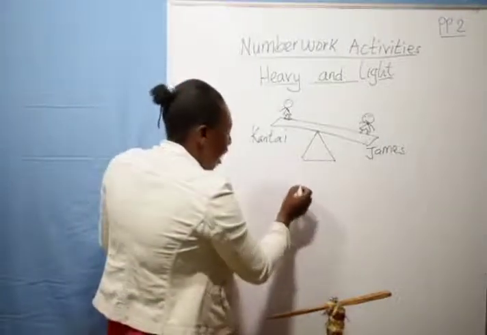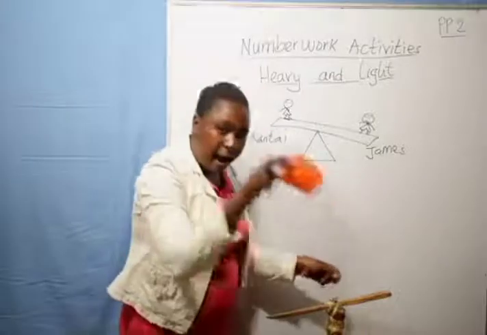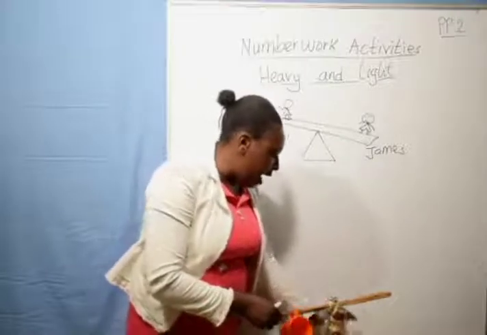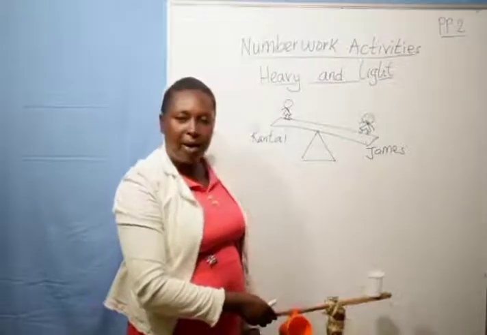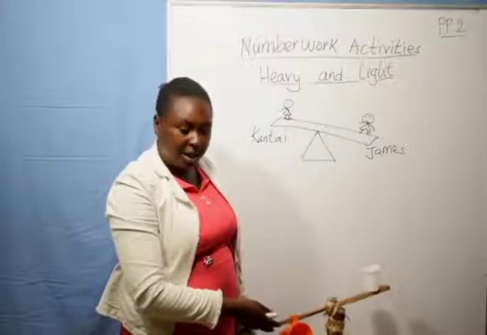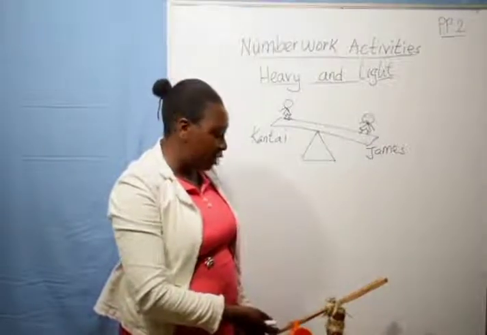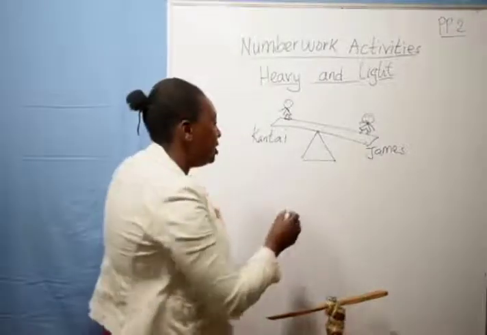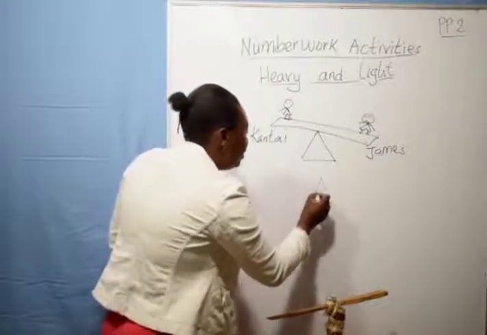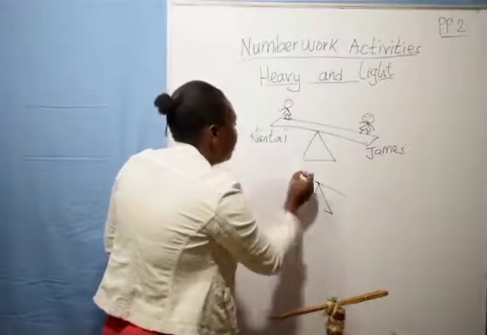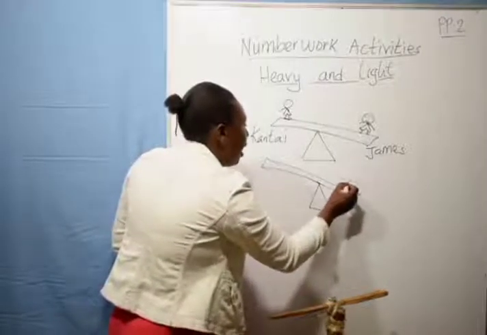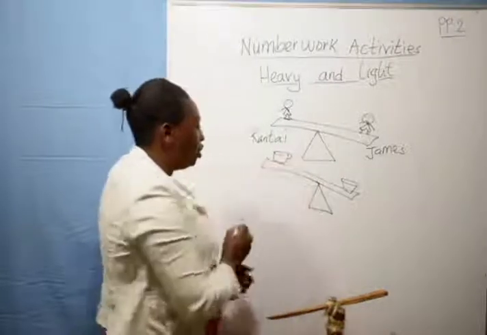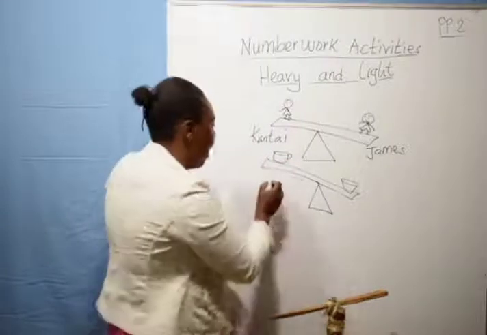Okay, let us try here. I have a ruler. I have a cup. Here is my cup on my seesaw. And I have a glass. Are we looking? Can I leave it? So which part is going down? Very well. Our glass has fallen, isn't it? But the cup is heavier than the glass. Our cup is heavier than the glass. Is it true? Our cup is heavier than the glass.